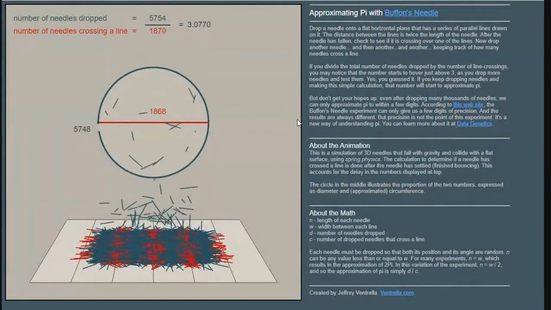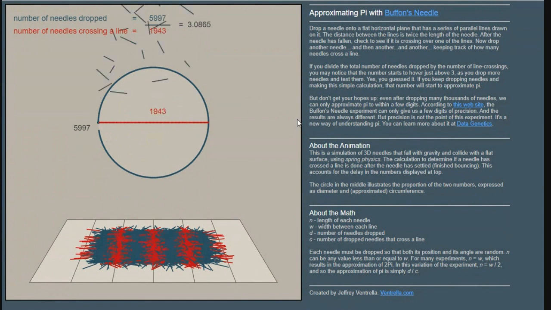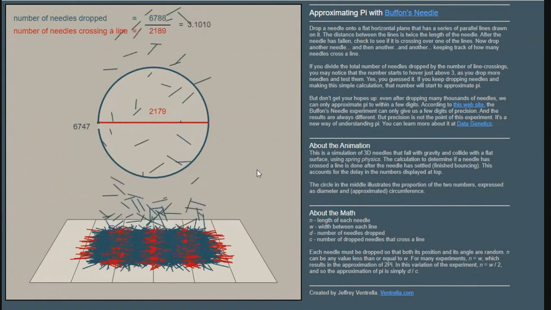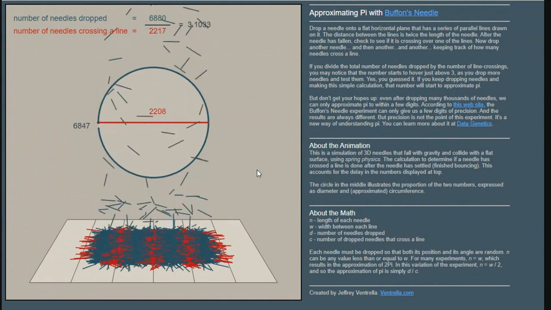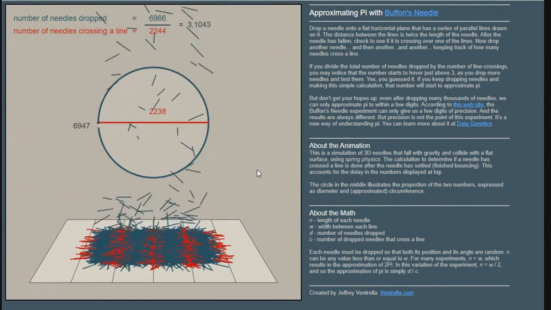Pretty interesting the way that math works with the real world. Oh, the graphics stopped again. It's going to have to catch up. 3.08. All right. So just wanted to show you Buffon's needle. It's kind of a little quirky. Oh, we're at 3.1. Little quirky thing in math.